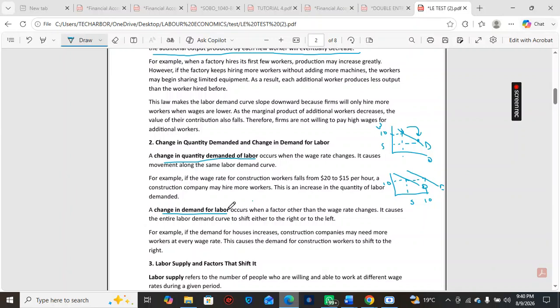Okay. Yes. So change in demand for labor occurs when other factors apart from the wages cause the entire labor graph to shift, either to the left or to the right. Okay. Yes. Any questions?